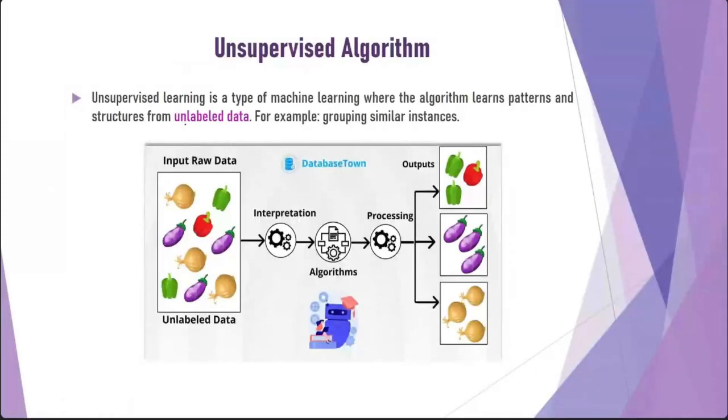So what is unsupervised learning? Unsupervised learning uses unlabeled data. So here we see that we are only providing the input. There is no label. This is unlabeled data. But still, the machine learning algorithm classifies the capsicums, brinjals, and onions together. So how is it classifying? It is classifying based on color and shape. So it's grouping based on similarity between the data points. Is it clear?